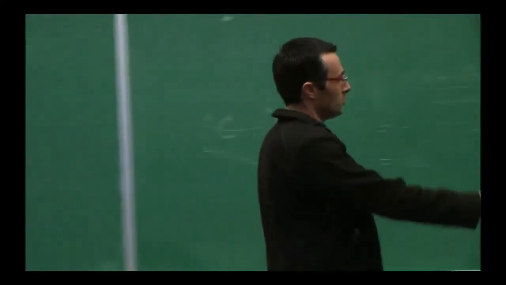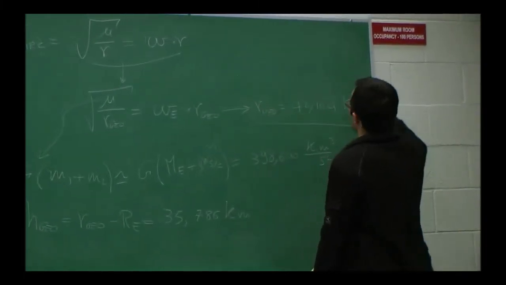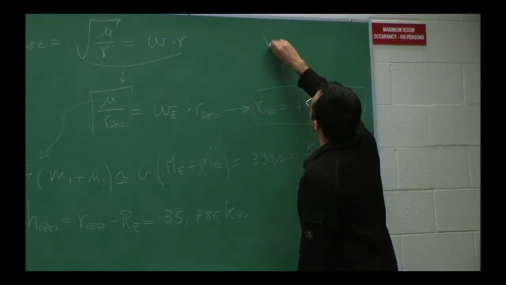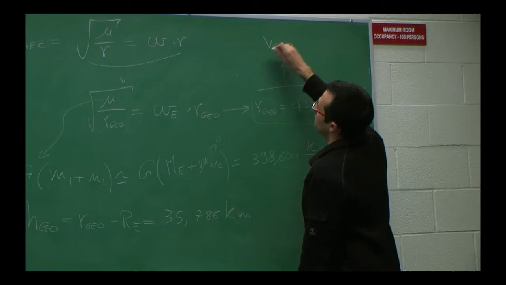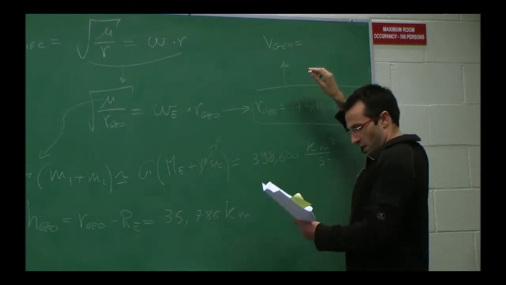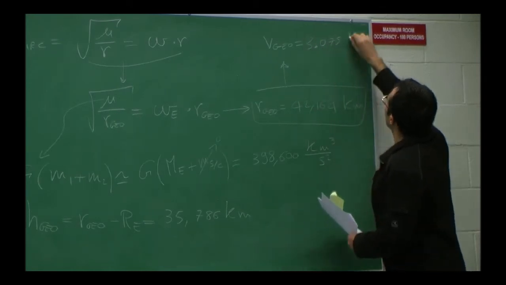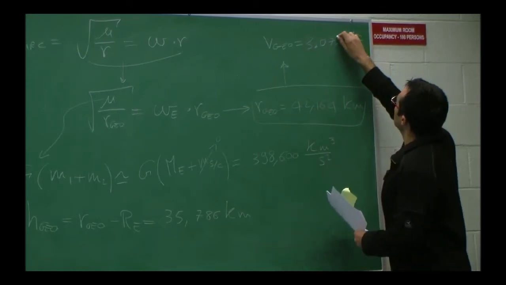So they're all going at the same velocity as well? They're all going at the same velocity. If you want to compute that velocity, after you compute this radius right here, once you have this, your v_geo is the square root of mu over r_geo, and that gives me, I think I have it here as well, about 3.075 kilometers per second.